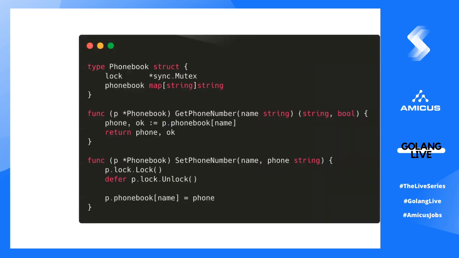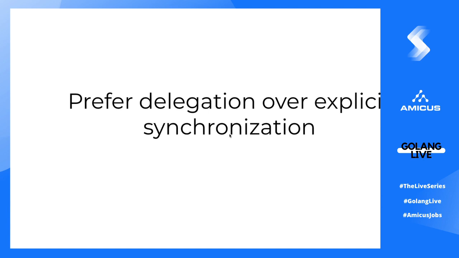Yeah, so in this case, we saw this example with the phone book where we have a setter which is locked and a getter which is not locked. This is bad, and you can run into issues because of the visibility thing I told you about. So you should lock both the getters and the setters.